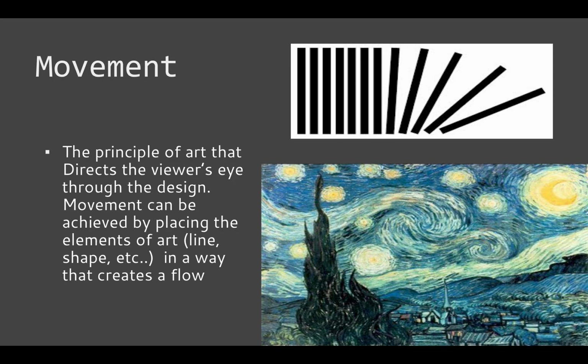Movement. Movement on a still picture is conveyed in a different way than it is through film. The principle of movement means directing the viewer's eye across a viewing space.